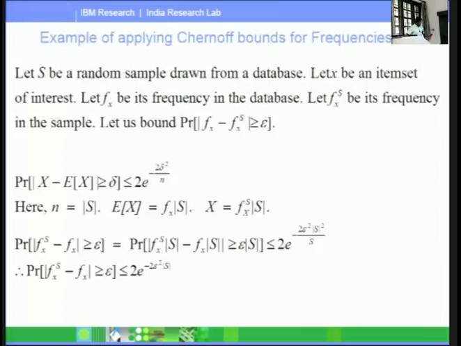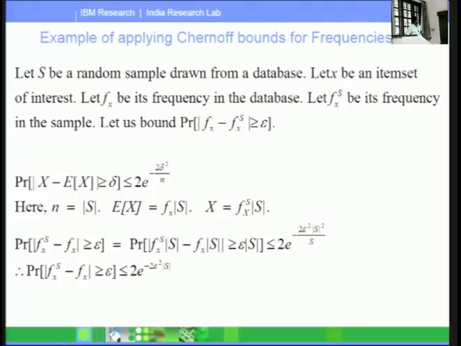Before that, for the problem at hand, let's see how to use the Chernoff bound. Let's say that you have this database of transactions and you have taken a random sample. You know what a random sample is? You just randomly sample at each step, and this is actually called sampling with substitution, meaning that you may get the same transaction twice. Suppose you have taken a random sample of size S.